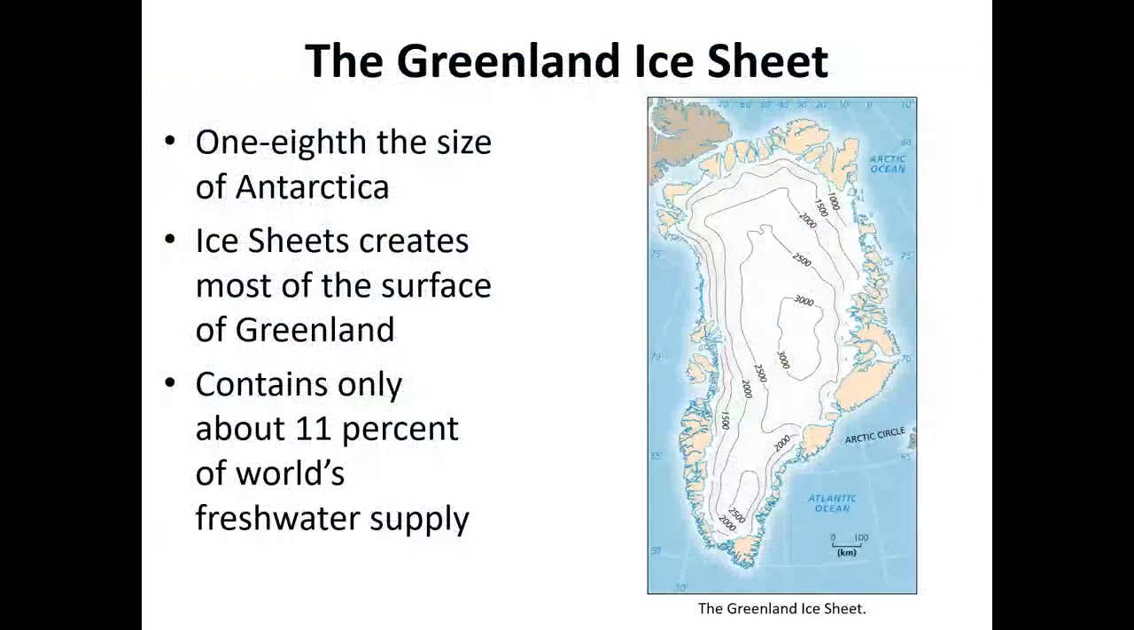So they're pretty interesting. Greenland's ice sheet is only 1/8 the size of Antarctica's, but that's still fairly large. It contains about 11% of the world's fresh water supply. The Antarctic ice sheet actually covers 9% of all the land on Earth, so that's fairly large. Greenland's about 1/8 the size, and it contains about 11% of the world's fresh water supply. Much of the rest is in the Antarctic glaciers or other glaciers.